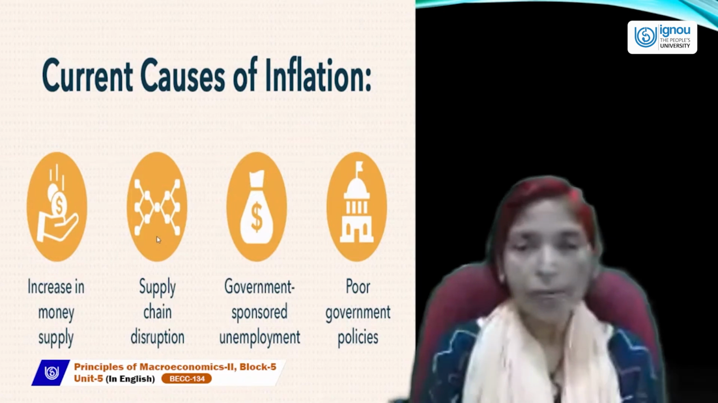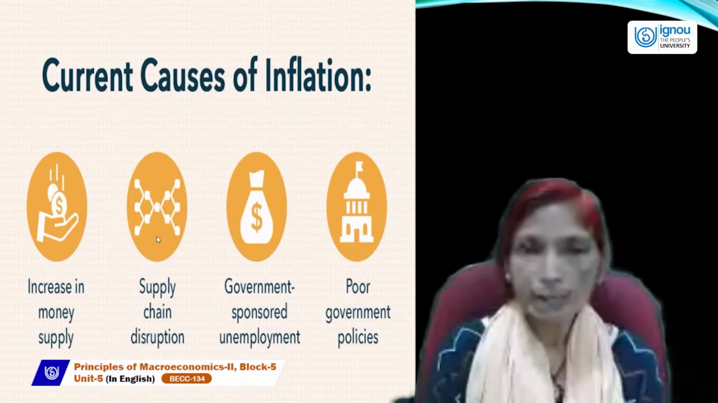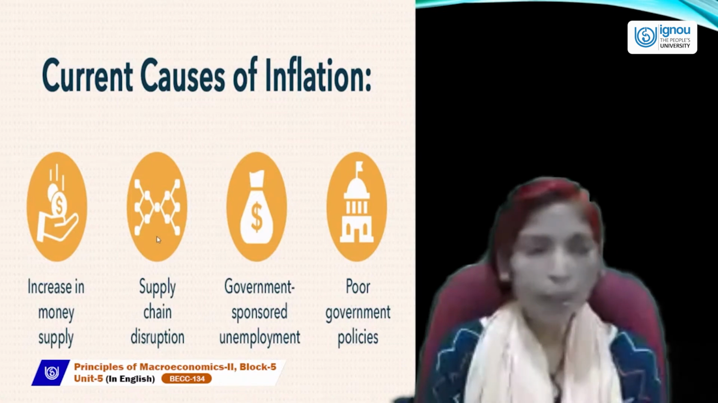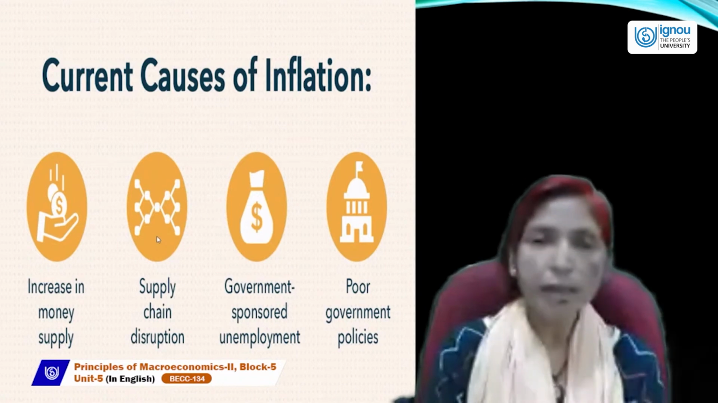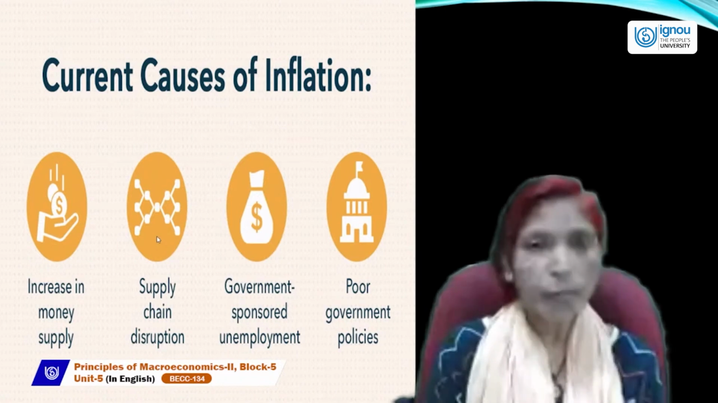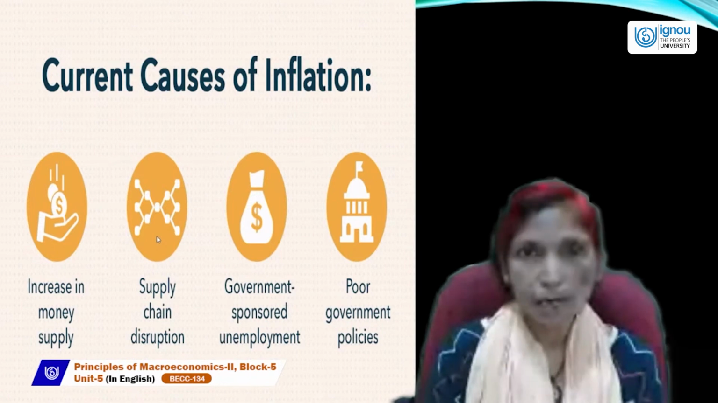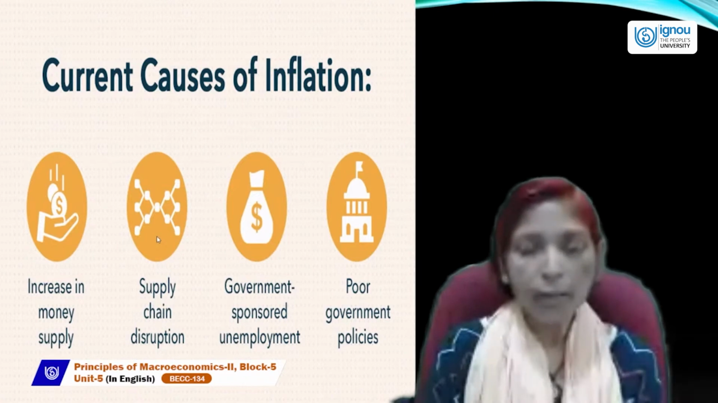If supply can't increase due to an increase in aggregate demand, if there is a lag between demand and supply, or disequilibrium between demand and supply, then inflation will occur. Third point is government-sponsored unemployment. When unemployment exists, then inflation will also increase.